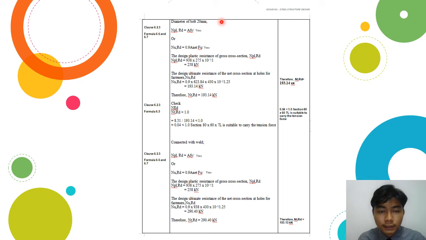Diameter of bolt is 20 millimeter. So we got from clause 6.2.3, NplRd equals to A fy over gamma M0, or Nu Rd equals to 0.9 Anet fu over gamma M2. Gamma M0 is equal to 1. We know that's 1, right?